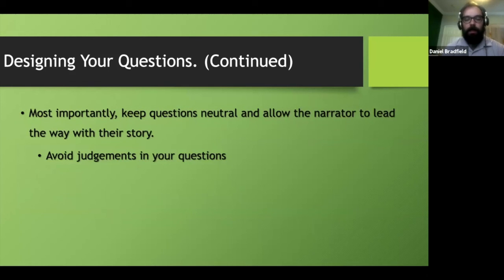Okay, and then lastly, keep your questions neutral and allow the narrator to lead the way with their story. This also builds off re-traumatization, with the idea being to allow them to share their story as best they can. And then if you need logistical information, like who and when this occurred, fill that in with follow-up questions, but avoid judgments in your questions.